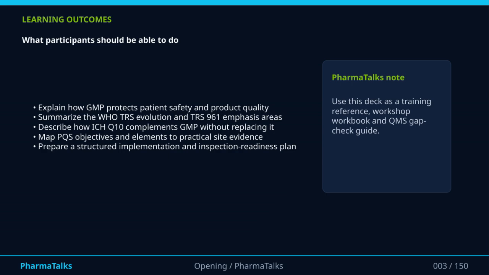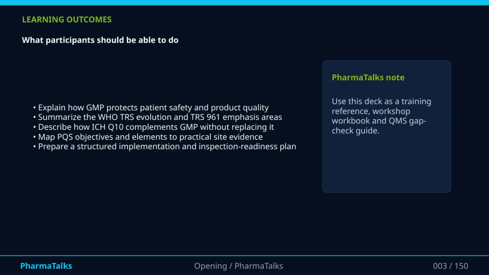On this slide, we're looking at the key learning outcomes you should aim to achieve. First, you'll be able to explain how good manufacturing practices, or GMP, play a crucial role in protecting both patient safety and the quality of pharmaceutical products. This is foundational because it ensures that medicines are consistently produced to the standards required for safe use. Next, you'll understand the evolution of the World Health Organization's Technical Report Series, or TRS, specifically focusing on TRS 961, which highlights key areas of emphasis in GMP. This historical perspective helps us appreciate the ongoing improvements in regulatory guidance.